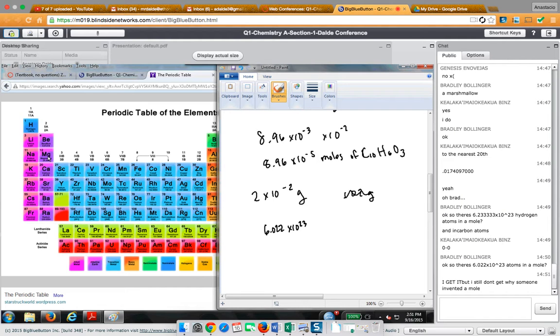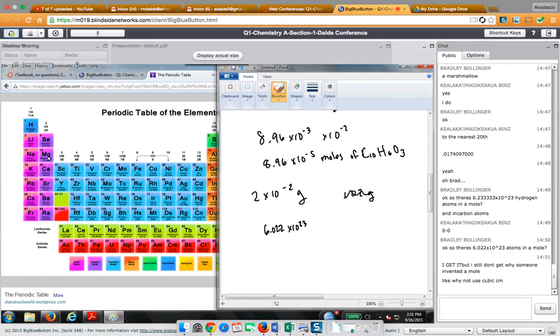Makes sense to me. Still don't get why someone invented the mole. Oh. Instead of using a cubic centimeter? Well, okay. That would still be really small. I see what you're saying, Bradley. That would be a good idea. I actually agree with you. I see what you're saying completely, and that's actually a very creative and good idea.